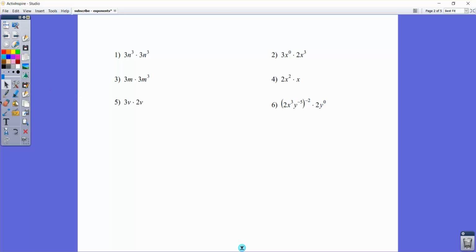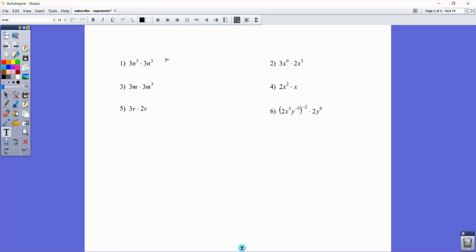3n to the third times 3n to the third. When we multiply, we still multiply the constants normally, so we get 9. And then since this is an application of the exponent rule for addition of the exponents, n to the third times n to the third would be n to the sixth. So that's the answer to that one.